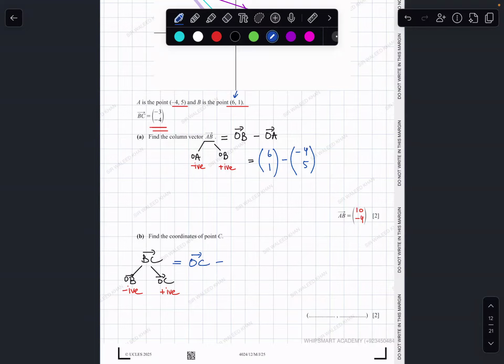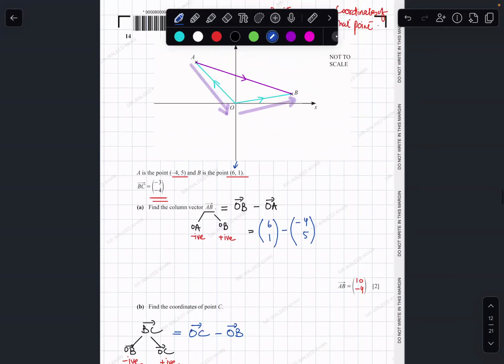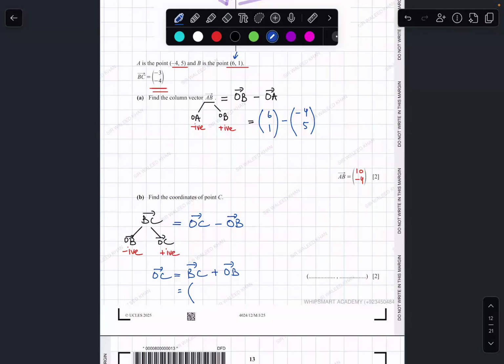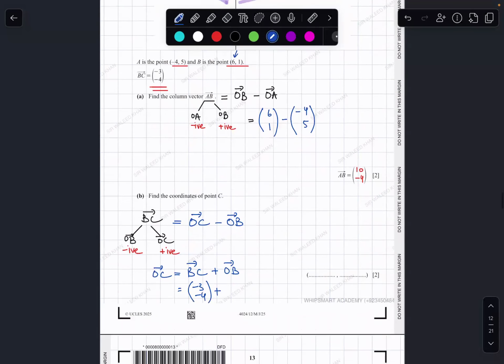OC minus OB. OC minus OB. OC we don't have, we have to find, and OB we have. So let's rearrange it. OC is equal to BC plus OB. BC is -3 and -4. OB is, where is it, OB? Yes, 6 and 1.